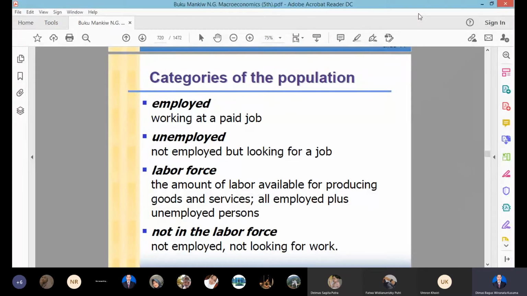Okay, you are right, sisters, brothers. Because you are now not looking for jobs, you are excluded from the labor force. So if you are not working now, you are not unemployed. You are not in the labor force because you are not looking for work. Next one.